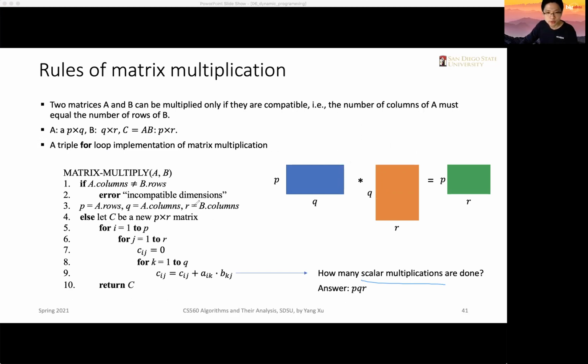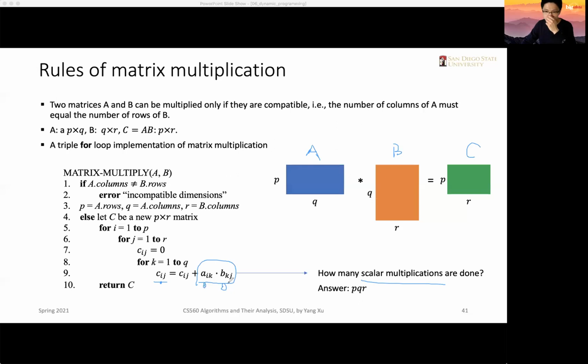So in this particular case, when A looks like this, P by Q, B looks like this, and C looks like this, in the computation of each element in C, we actually need to compute the products between the elements in A and the elements in B.